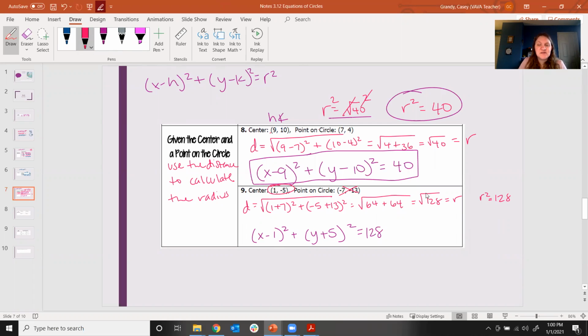Your radius, you should have gotten the square root of 128, which yes, that can be simplified, but I want to square it to find r squared. So I don't really need to simplify it because I just want to square it. And the square root of 128 squared is 128.